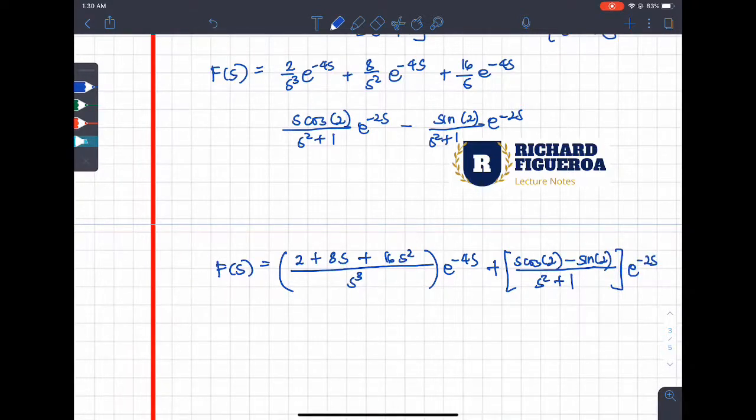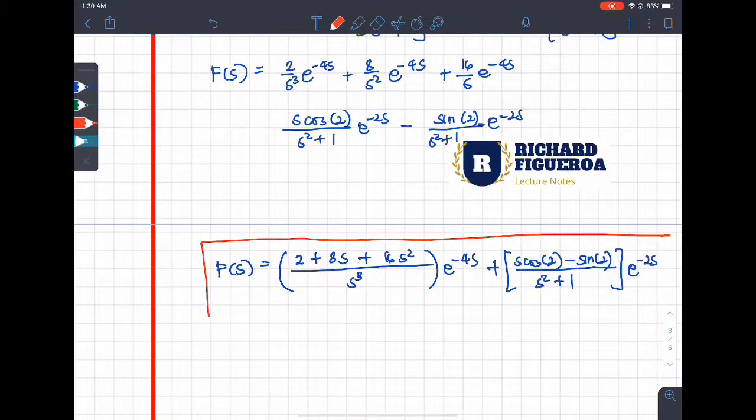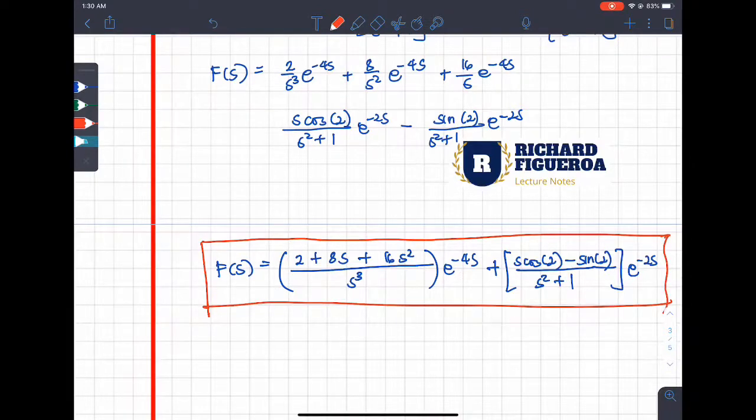And that's it. So that would be the Laplace transform of the given Heaviside function.